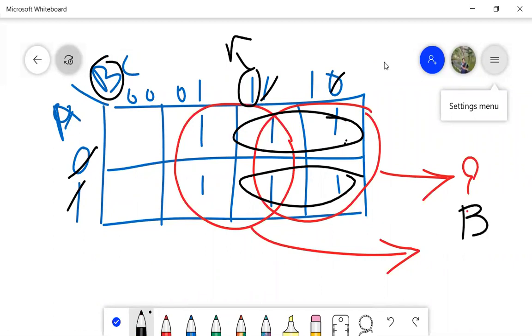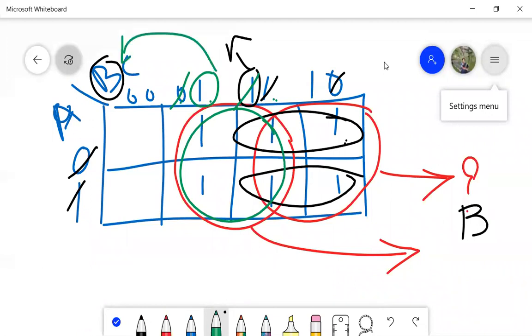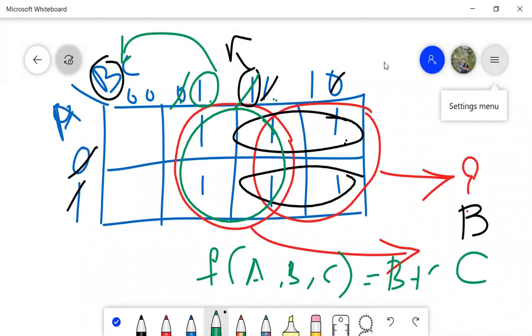Next, again, to simplify this one, I should consider these two quads. So 0 and 1 will get cancelled. What will be left out is 1 and 1, which is common in both, which is nothing but C. 1 represents C. So what is the final expression? F of A, B, C as per the question. The final expression was B plus C, which is nothing but we have arrived back at the same solution.